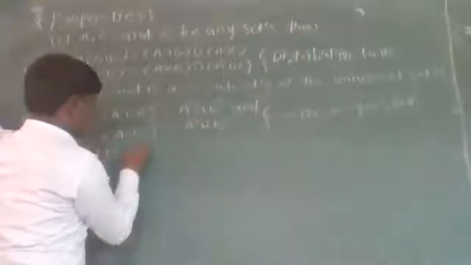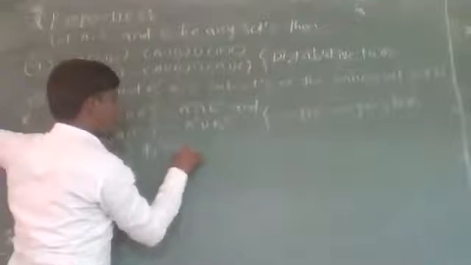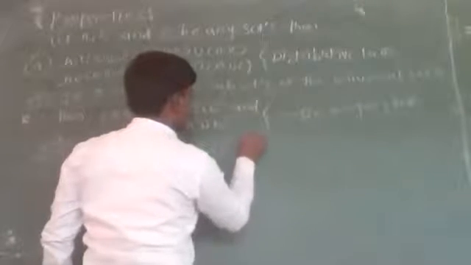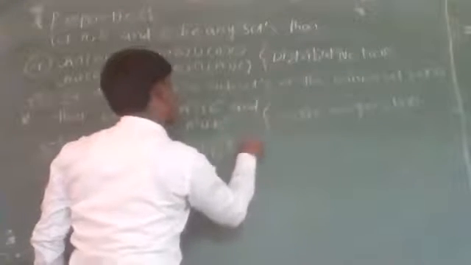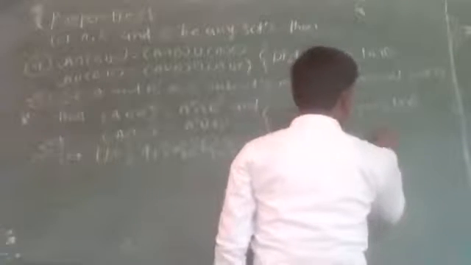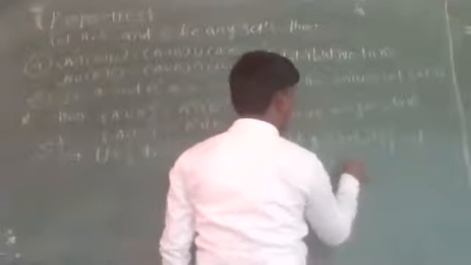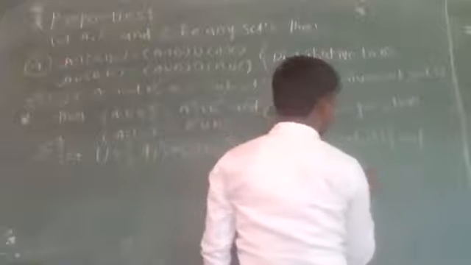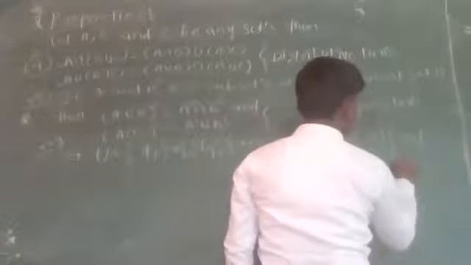Let U be a universal set, let set B contain some elements and set A contain some elements. Now we have to check whether these properties are true.